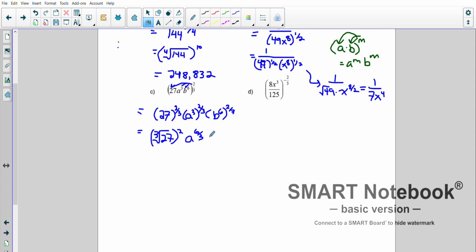So base b, 6 times 2, multiply those numerators, 6 over 1. So it's going to be this. Cubed root of 27 is 3 squared. We get a to the power of 2, b to the power of 4. So finally, 3 squared, and then the final answer is 9 a squared b to the power 4.